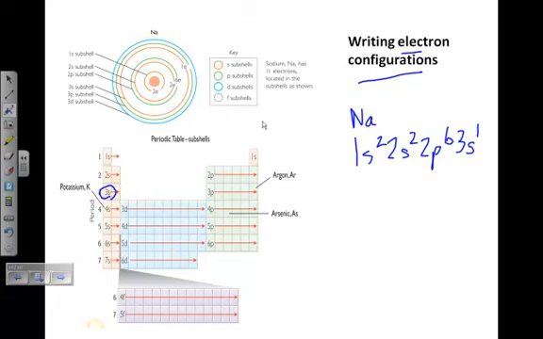So that's 3s1. The way to write the electron configuration is to first identify the atomic number and make sure all those electrons that you mapped add up to 11. So 2, 2, 6, and 1. This is basically a mapping of your electrons.